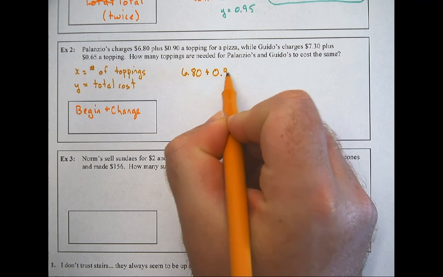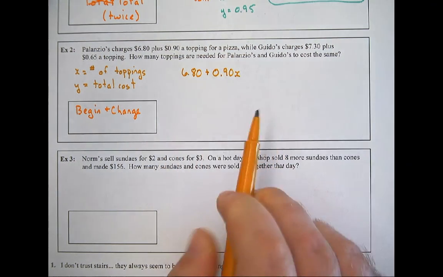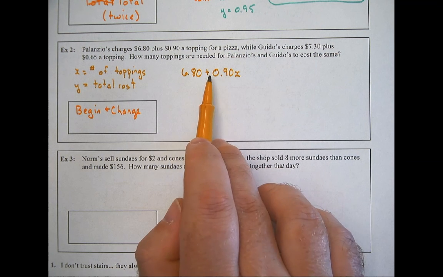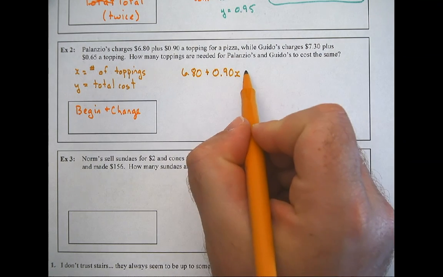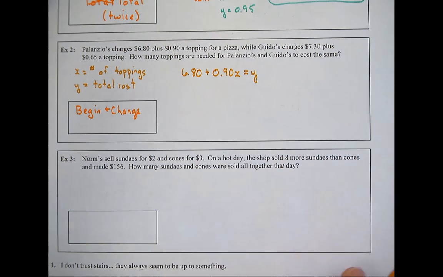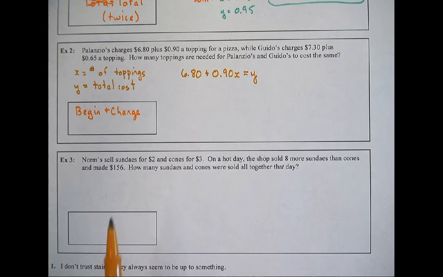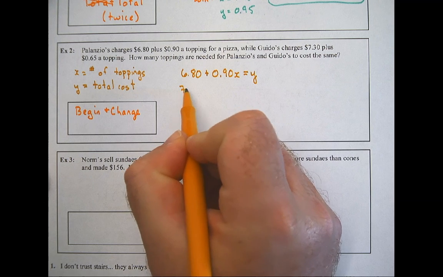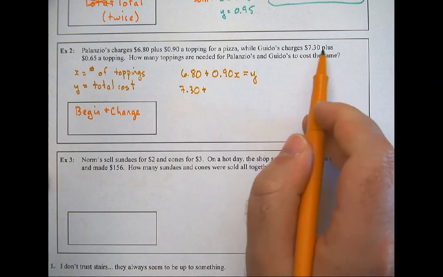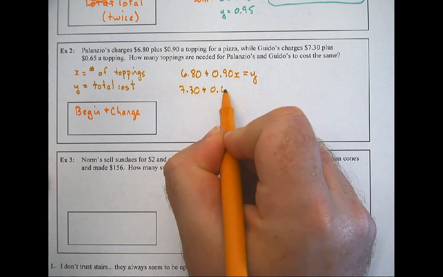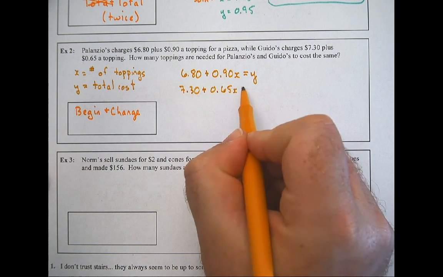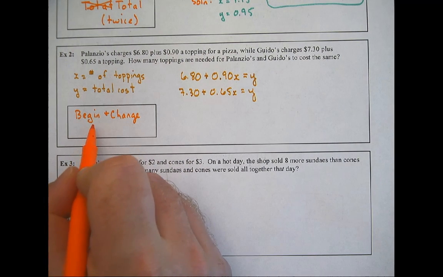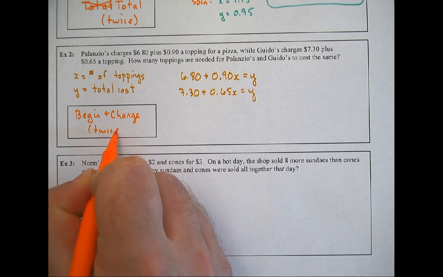So the total cost of toppings would be 90 cents times X. So if you take the base price, the initial price, the beginning price, and you add the changes based on how many toppings, what would that add up to? That would add up to the total cost, and we define Y to be total cost. When we go to Guido's, as soon as you walk in the door, they charge $7.30, plus they only charge 65 cents per topping. When we add those together, those equal the total cost. So this is a beginning and change problem, and this one also occurs twice.